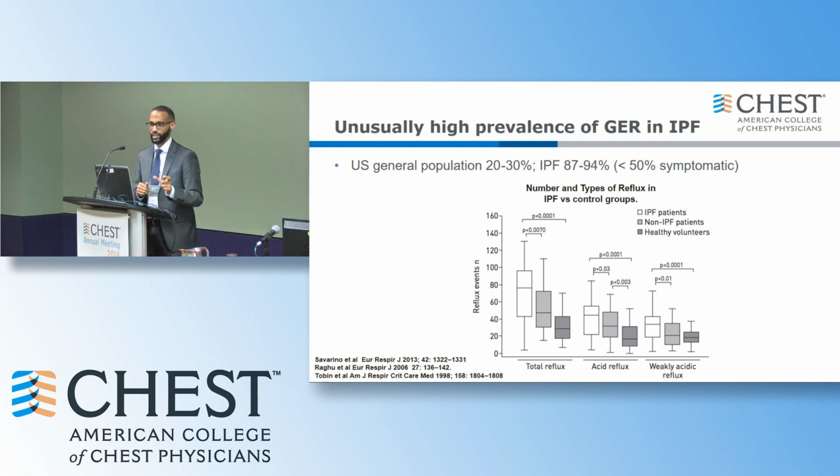And in all of these, IPF had significantly more reflux than even the non-IPF ILD group, indicating that perhaps they're more intimately tied than other fibrosing pneumonias. Also from this study, they had more proximal reflux, and there was a correlation between total reflux and proximal reflux with their net fibrosis score on high-resolution chest CT.